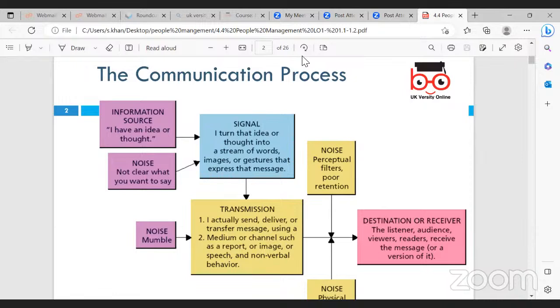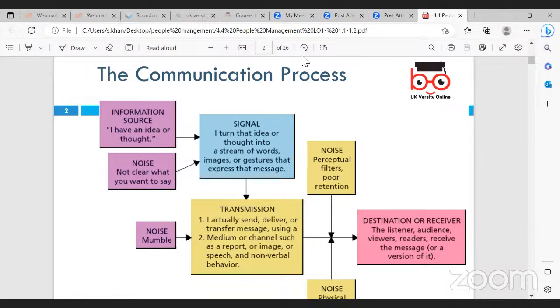So we can see here it says information source. Someone here, for example, it may be you or me, we have an idea. We signal that idea, and I turn that idea into a thought or stream of words. Then we've got the noise, so not clear what you want to say, so that might be in the form of images, gestures to express that message. Sometimes it's noise, mumbling, when it's transmitted.